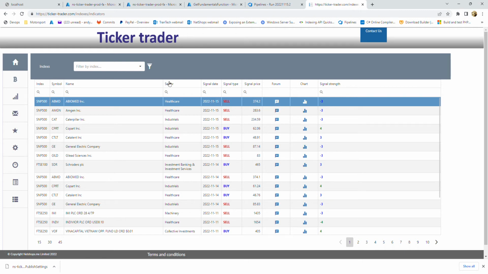So for those of you who've used the site before, we've introduced some new technical analysis tools to the chart. For those of you that haven't, this is a quick introduction to Ticker Trader signals and how to use them.